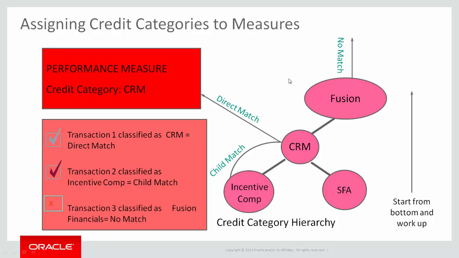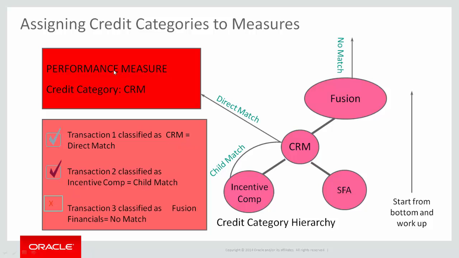So if we look at the credit category hierarchy, we might have, at a parent level, the Fusion applications. One of its children is CRM. We may have additional children that might be HCM or financials or supply chain, etc. So we have a parent that's the Fusion applications, and then one of its children is CRM. And then let's say CRM in and of itself has a number of children. Maybe incentive compensation is a child of CRM. Maybe Salesforce automation is a child. This is just an example.